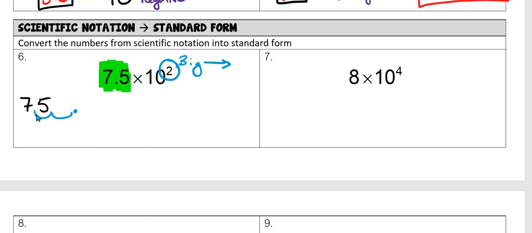This first space here is taken up by the 5, so I don't need to do anything with that, but I do have an extra space here, and that's where I'm going to fill in a 0. So our final answer here is 750.